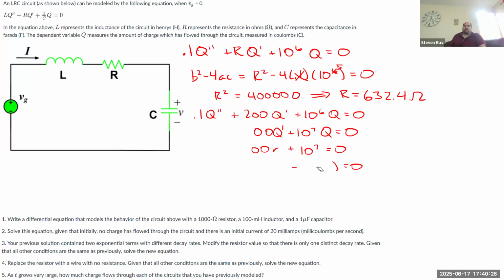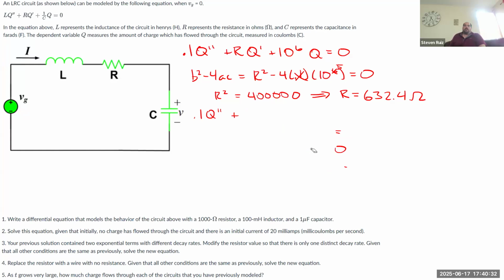So let's throw all this stuff out and start again. Now we have found the true resistance value. I'm going to just call it R, so I can keep it exact until I need to round it. So R is the square root of 400,000.